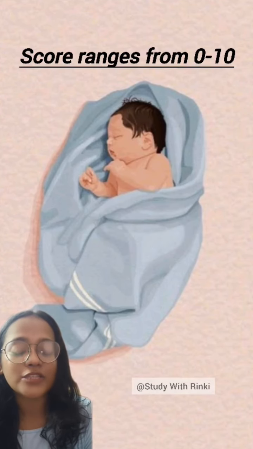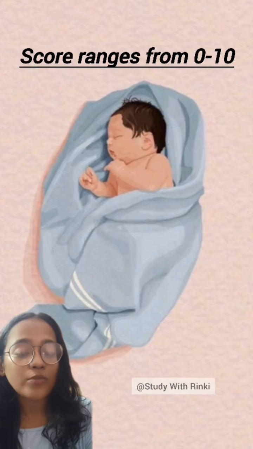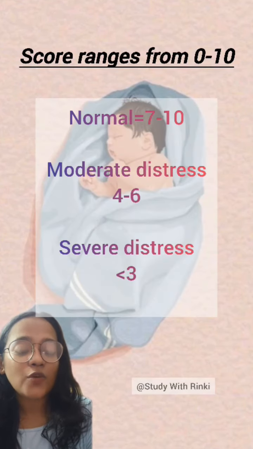Score in Apgar ranges from 0 to 10. The normal score is 7 or above. If the score is between 4 and 6, it indicates the baby is moderately distressed. But if the score is 3 or less than 3, it means the baby has severe distress.